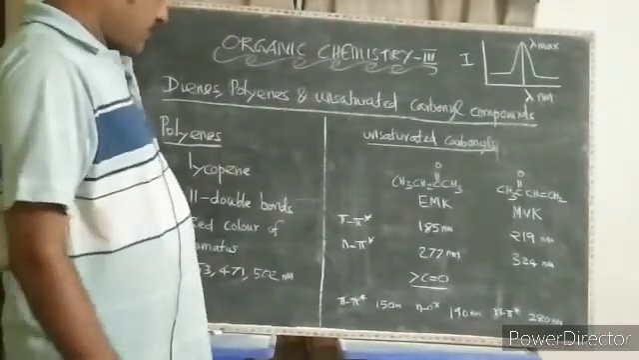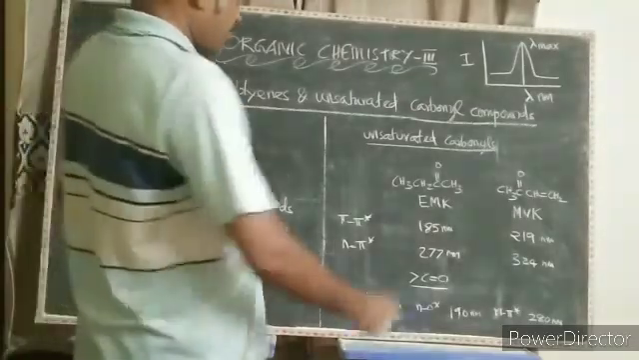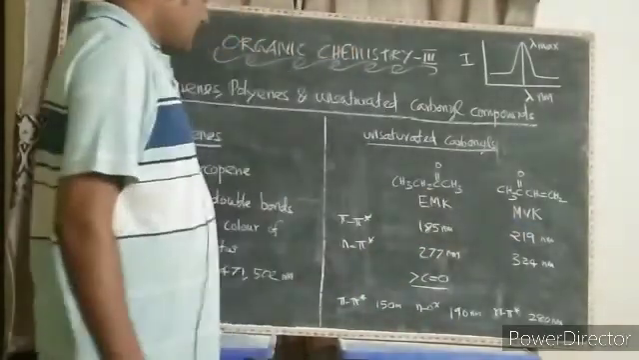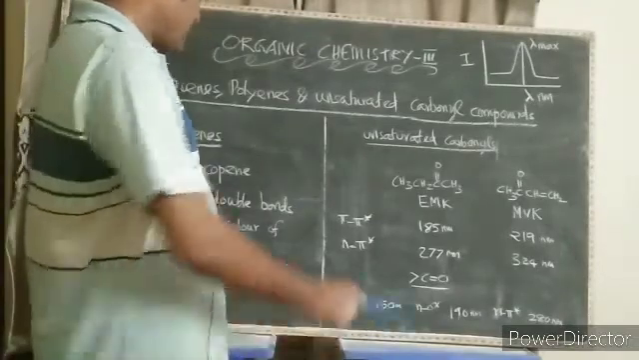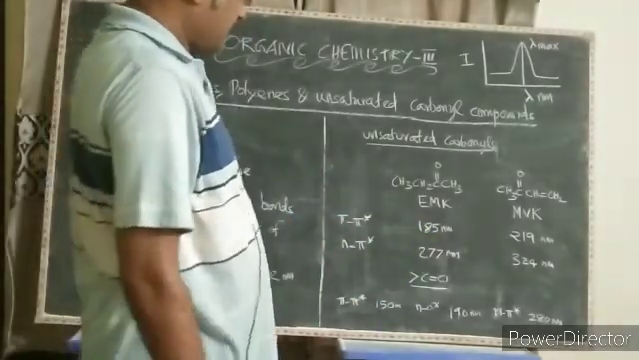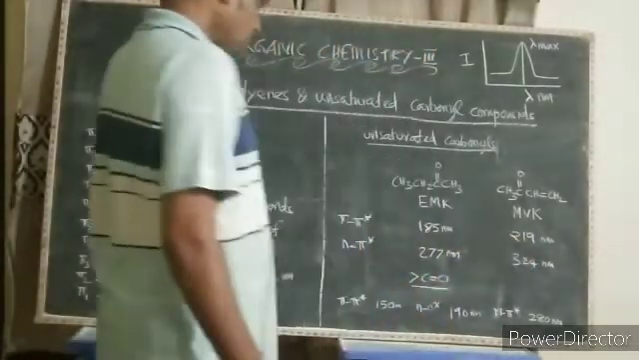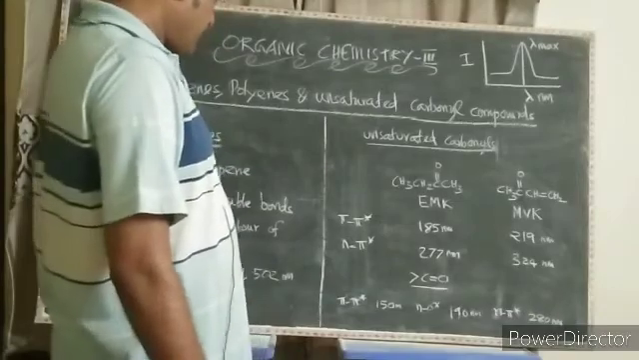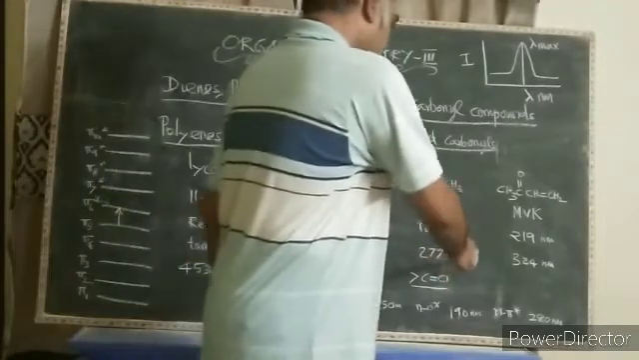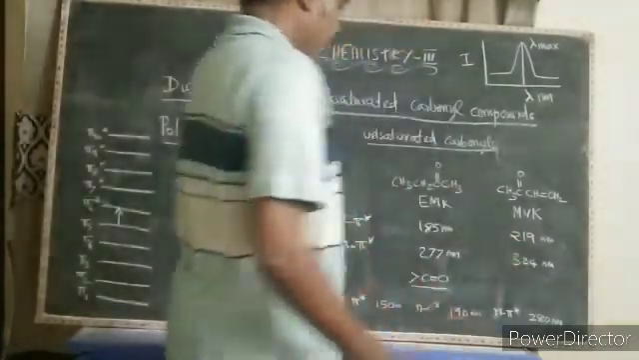But if a pi bond is added to the normal carbonyl, what will happen? In order to illustrate this point, let us take two cases, ethyl methyl ketone and methyl vinyl ketone. In the case of ethyl methyl ketone, the pi to pi star band shows a maximum at 185 nanometer, but in methyl vinyl ketone, the same band appears at 290 nanometer. For ethyl methyl ketone, the n to pi star band shows a maximum at 277 nanometer, but in methyl vinyl ketone, the same band appears at 324 nanometer.